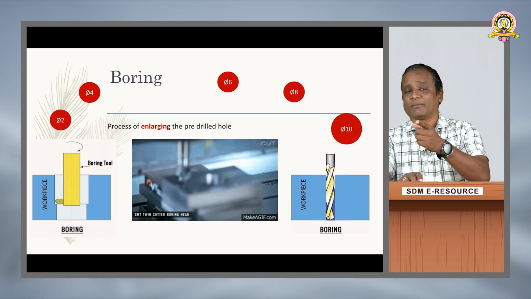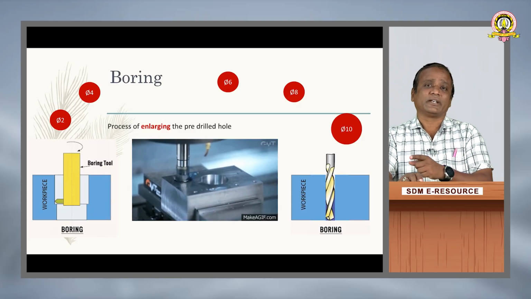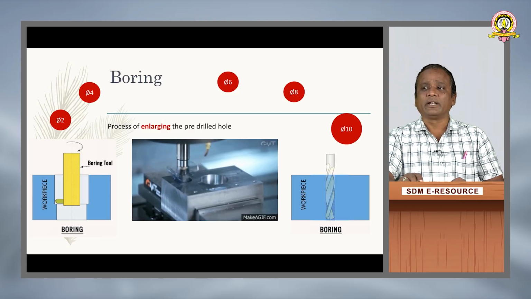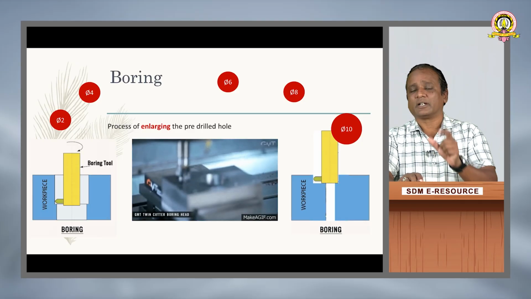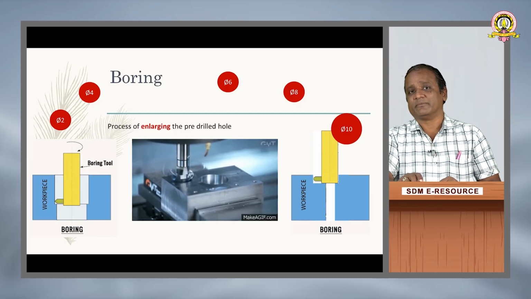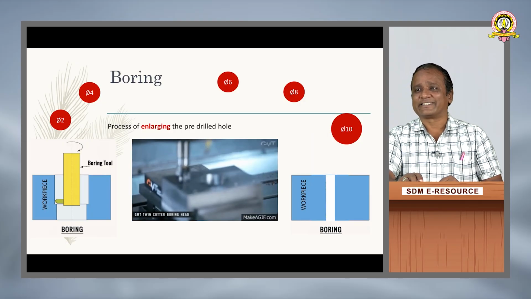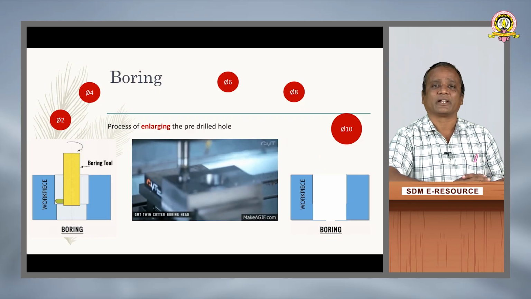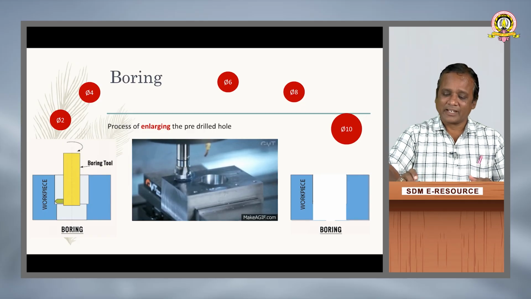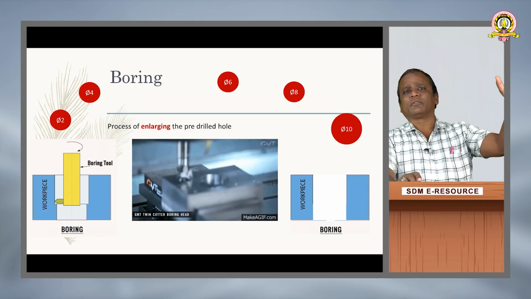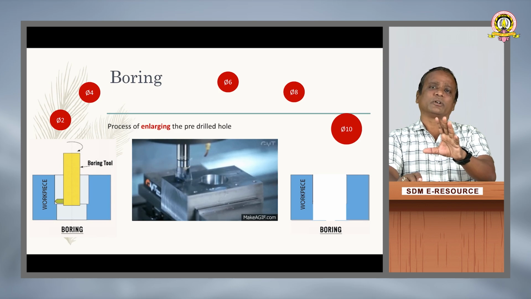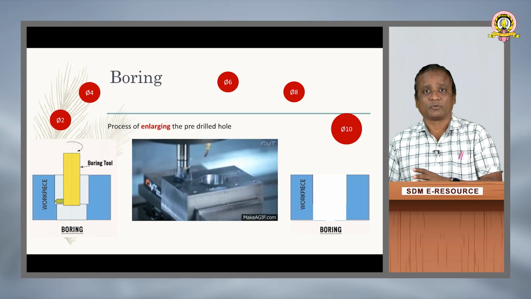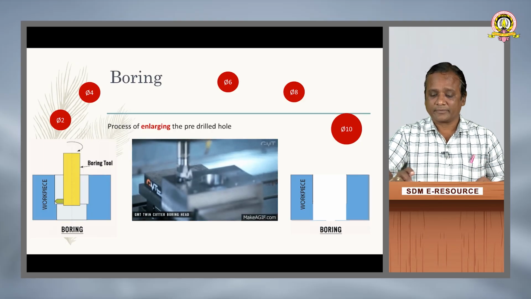So the concern is, boring is all about enlarging the pre-drilled hole. Here I have already pre-drilled the hole of 4 mm. Then by using a boring tool, I'm going to enlarge that 4 mm to 4.5 mm. Clear? So by enlarging this, whatever hole I get is an enlarged part. This part of the operation I call boring. Done? So it's quite clear that drilling is all about producing a circular hole. Boring is all about enlarging the pre-drilled hole. The other operations that come across are again done on the pre-drilled hole, right?